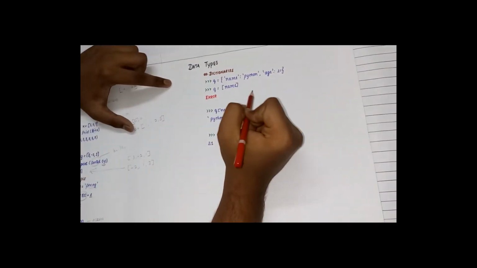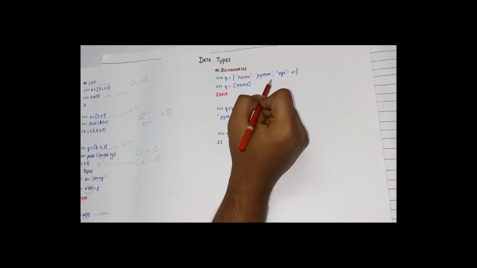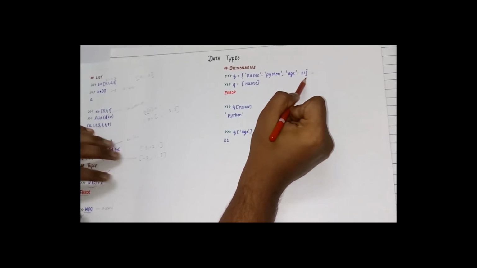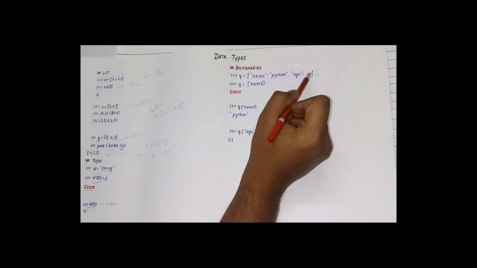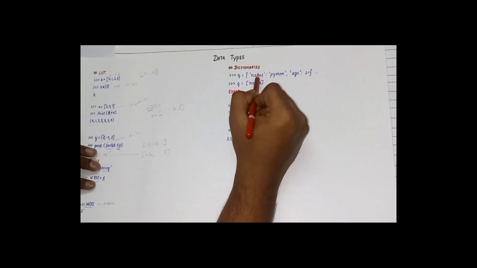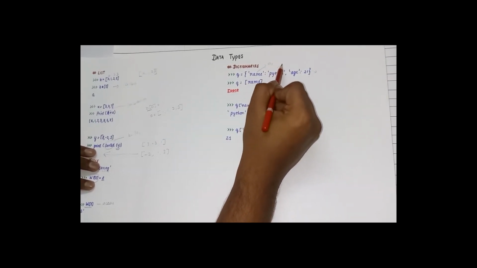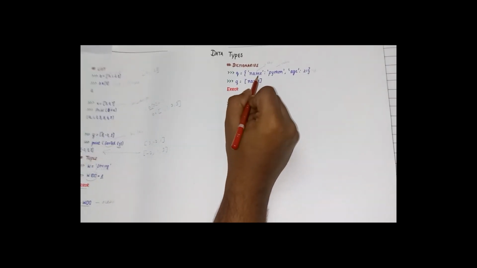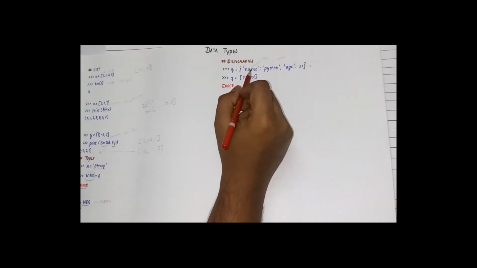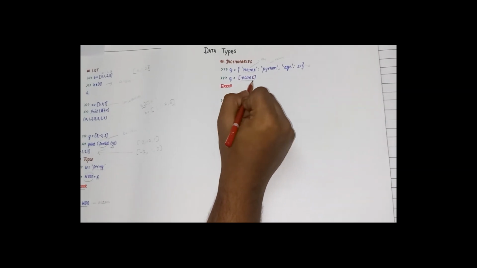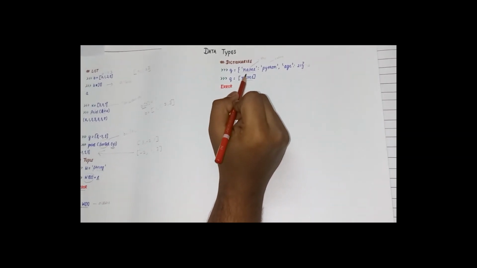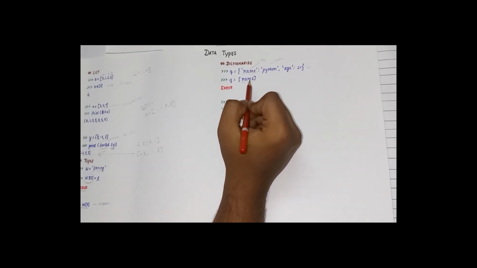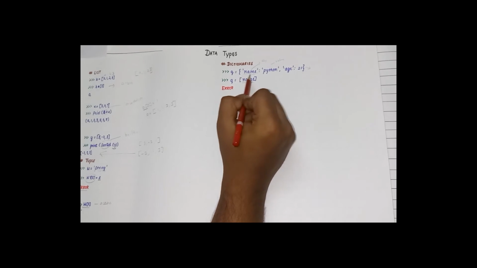Then the next data type is a dictionary. What is a dictionary? A dictionary is enclosed within curly braces and consists of keys and values. Here the first one is the keys and this one is the values. It is case sensitive. What you have written should be accessed exactly, without caps or any special characters.